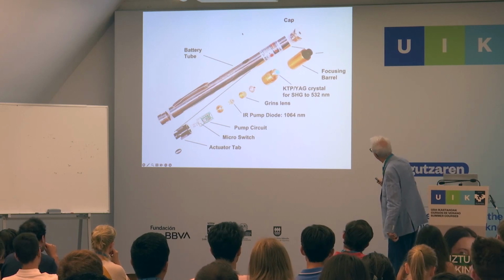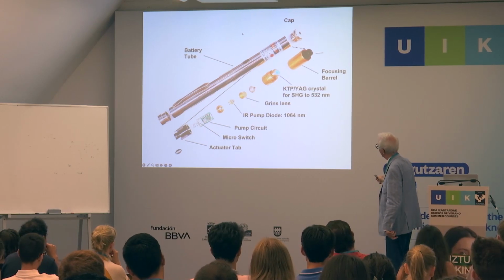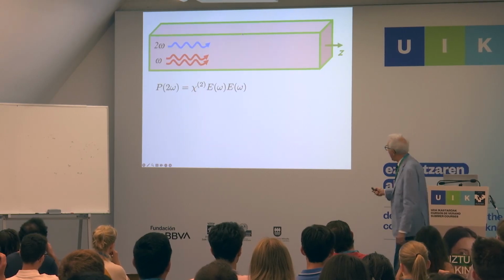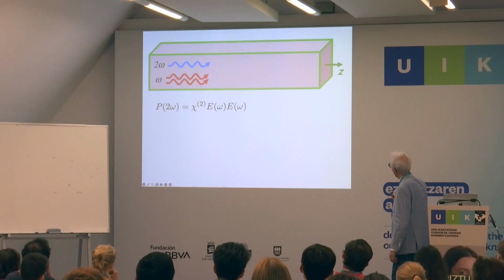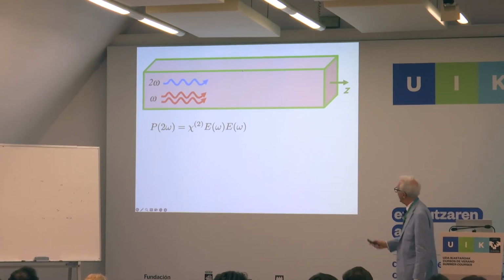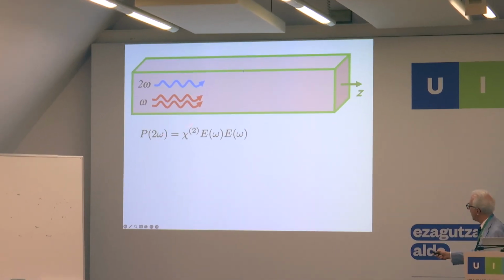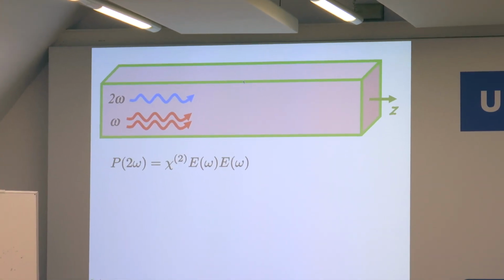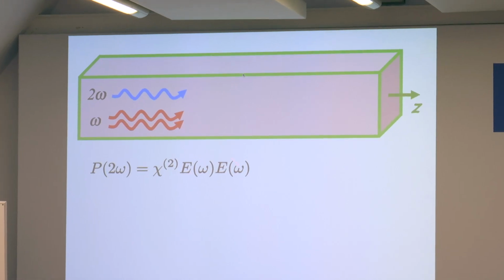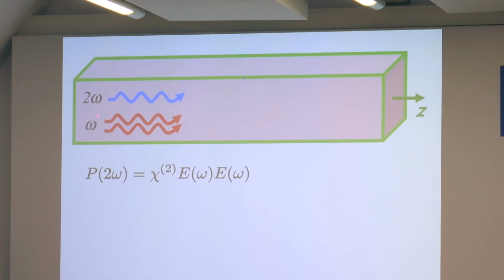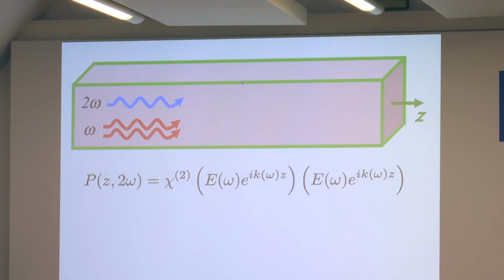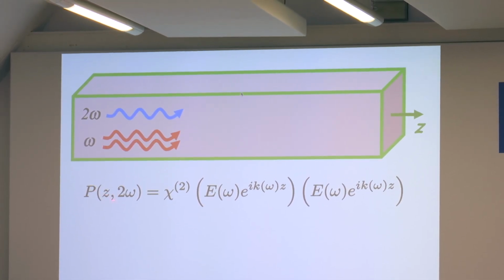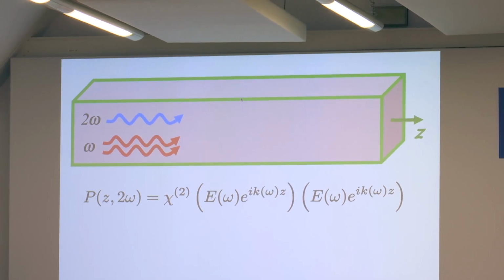And of course, that all happens as the light propagates through this crystal. And I want to talk just a little bit about that, because let's imagine we have some second harmonic active medium like this. The polarization at 2 omega is chi2 times E of omega times E of omega. But of course, this light E of omega is going to propagate through the crystal, and so this polarization is going to be a function of Z as we move along there.